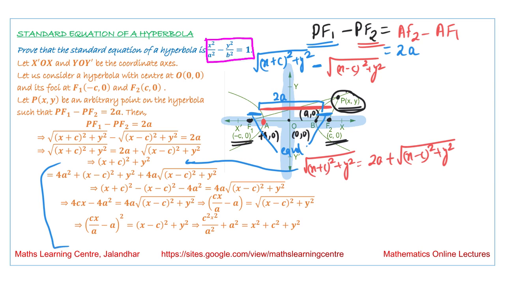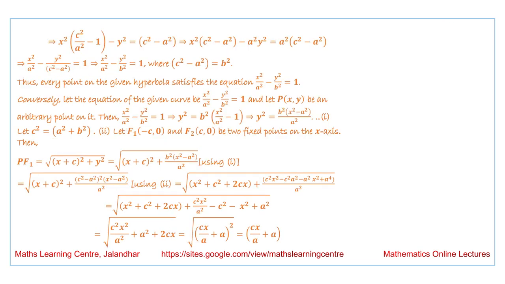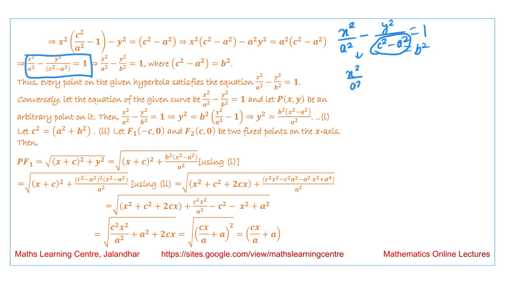If we square both sides of this equation and adjust the terms, we obtain the equation in the form, you can look at these calculations, x square over a square minus y square over (c square minus a square) is equal to 1. And the value of c square minus a square, we know, is equal to b square. So the equation is x square over a square minus y square over b square is equal to 1. This is the standard equation of the hyperbola.